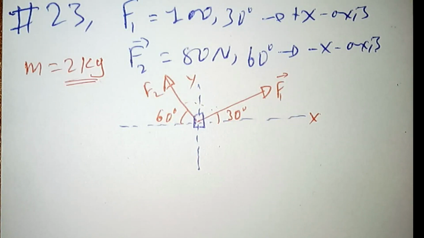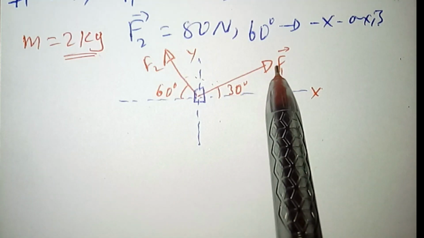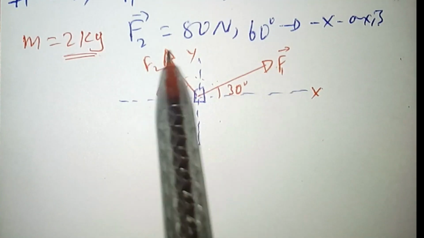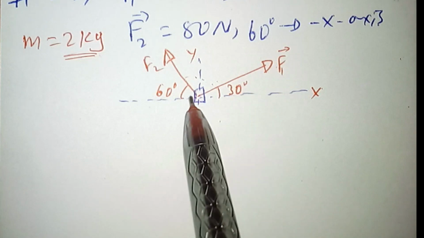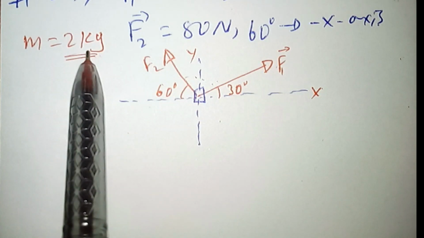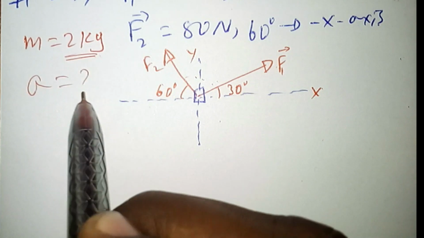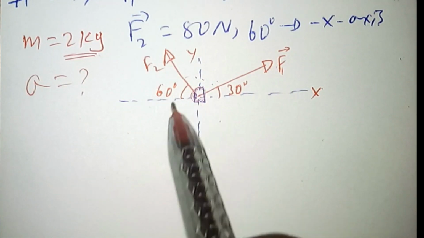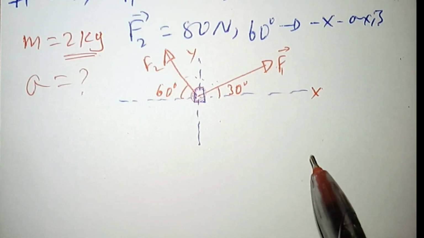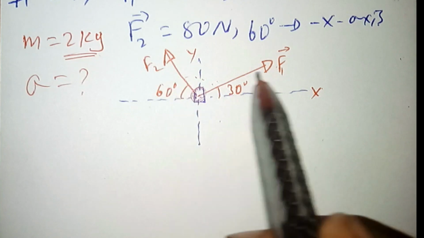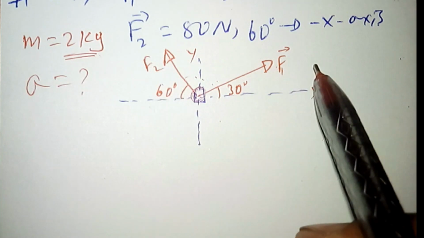Okay, two forces: 100 Newton at an angle of 30 degrees above the x-axis, and the second force is 80 Newton at an angle of 60 degrees. I assume this is F1 and this is F2. Both forces are acting on an object of mass 2 kg. Then what is the magnitude of acceleration of the object due to the forces F1 and F2?